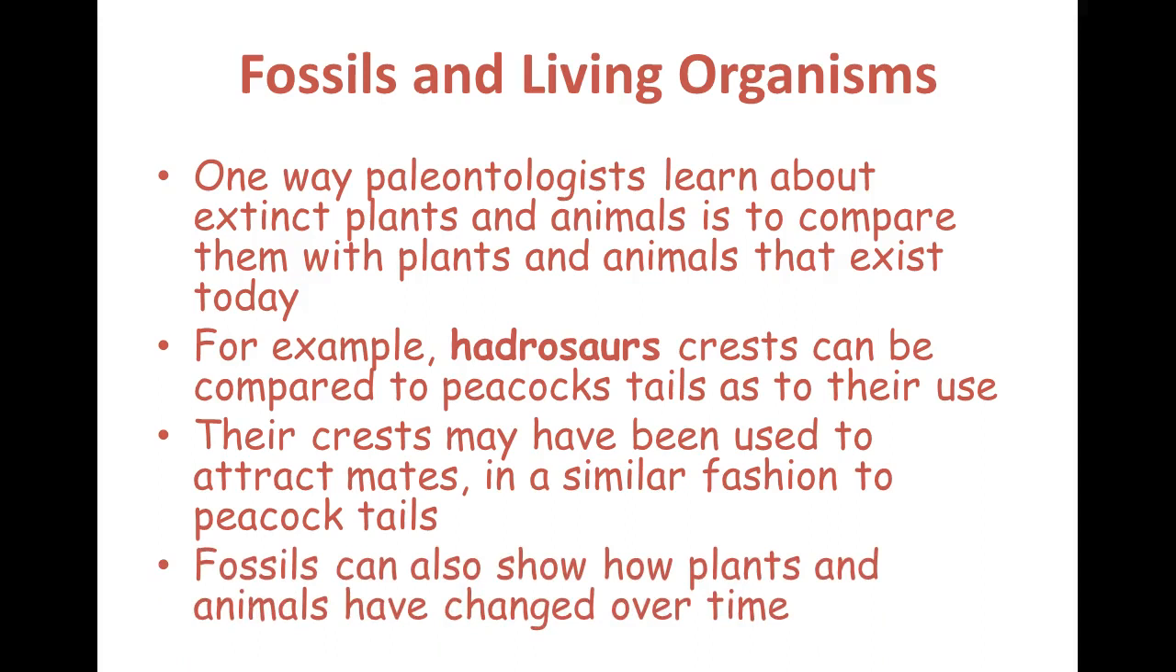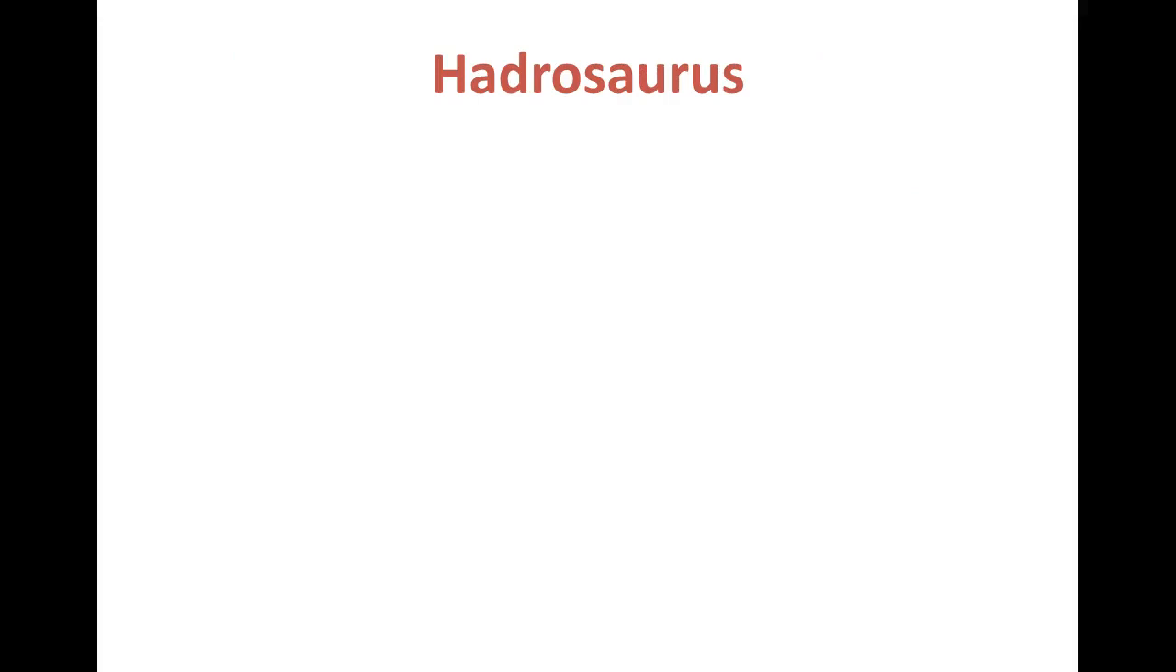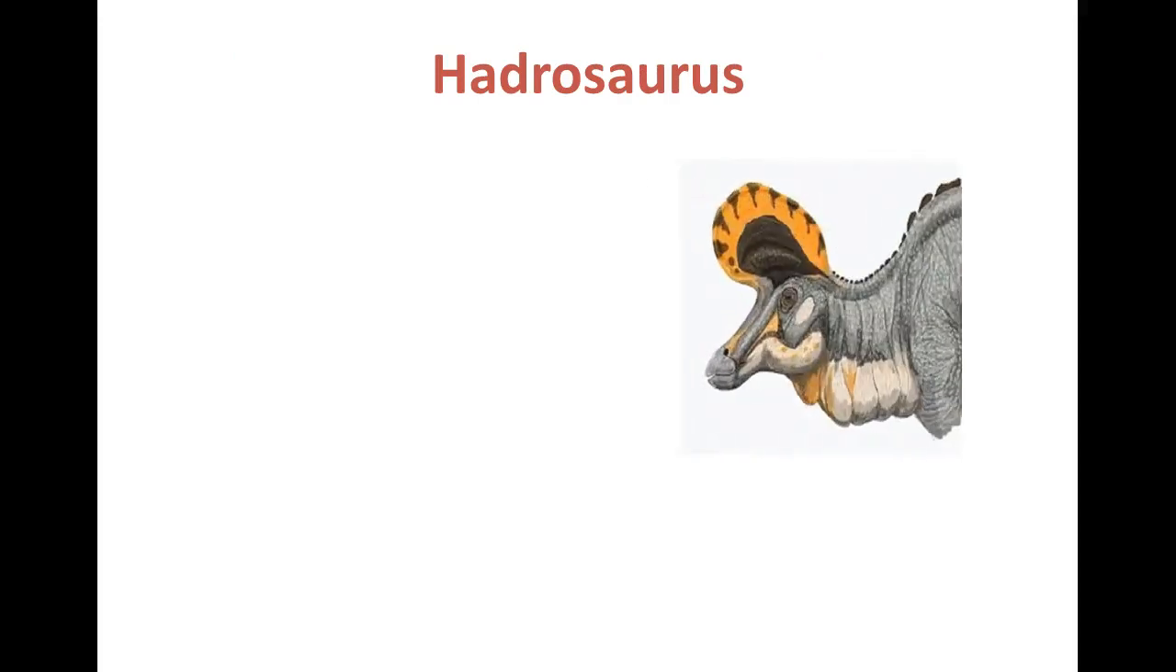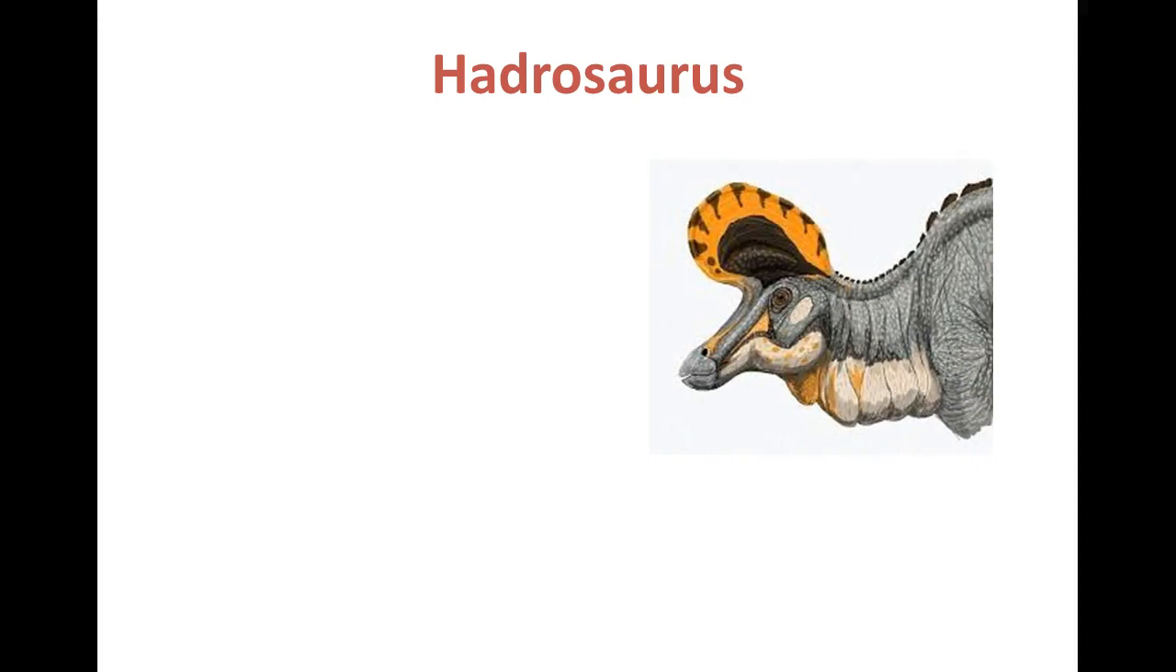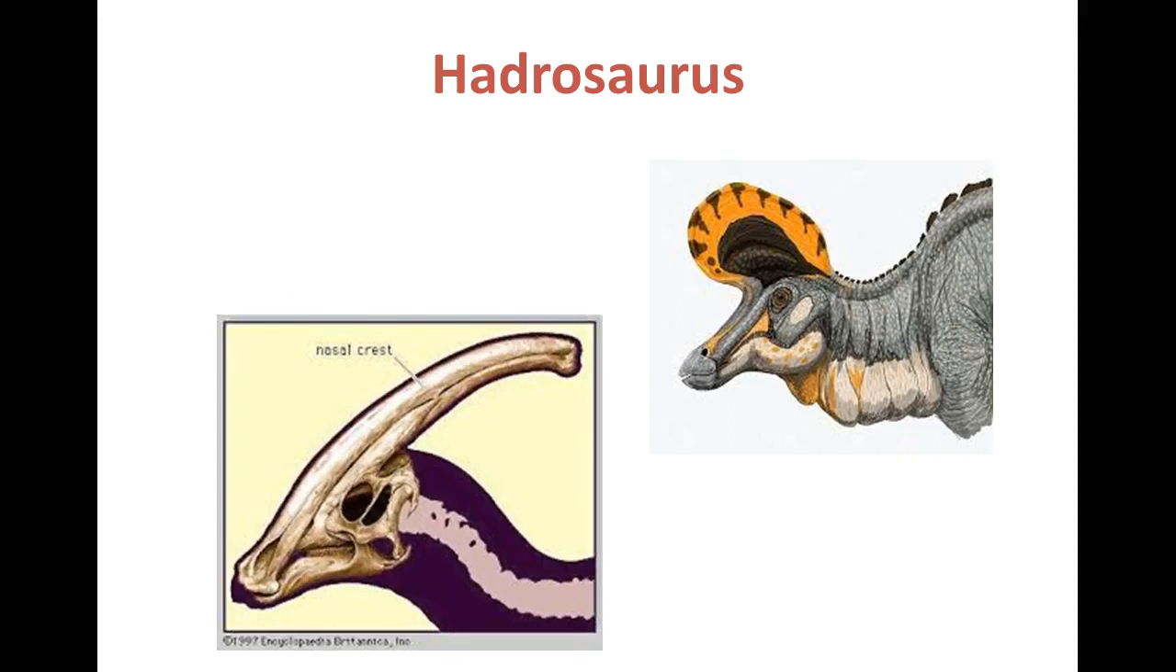Fossils can also show how plants and animals have changed over time. Hadrosaurus. Here we can see a diagram of a hadrosaurus crest. This may have been used to attract mates.